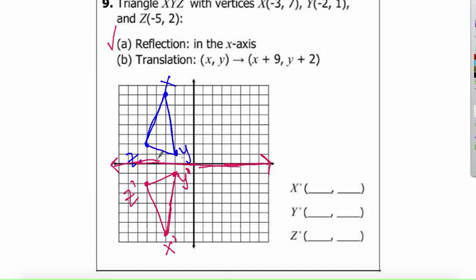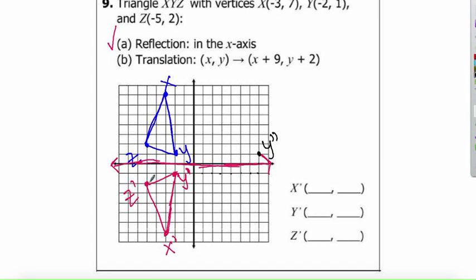The next piece is we're going to take this red triangle, the one that's been reflected, and translate it. So we're going to move it 9 to the right and then up 2. So I could take Y and I can actually physically count it out. 1, 2, 3, 4, 5, 6, 7, 8, 9 over, 1, 2 up, and this would be the final Y double prime. I'm going to do that just because I've got 2 of them.